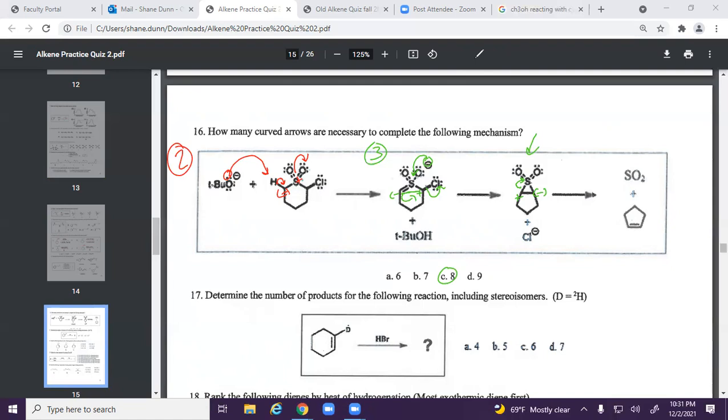So that's 2. That's 4. Yes, you're correct. So Kate, you are correct. The formation of the double bond does count. So that is 4. So 2, 4. So that's 6, that's 8. So yeah, the formation of this double bond right here does count.